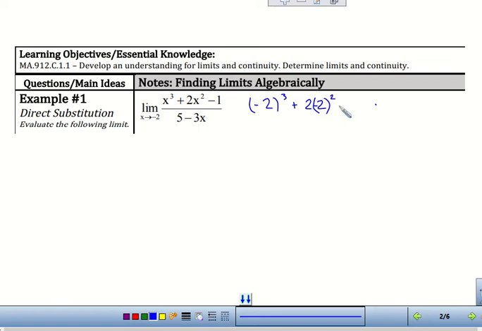That's different from ours. Ours is negative 3, yours is negative 2. Wait, am I looking? Oh, I'm looking at the wrong one. I was so confused.